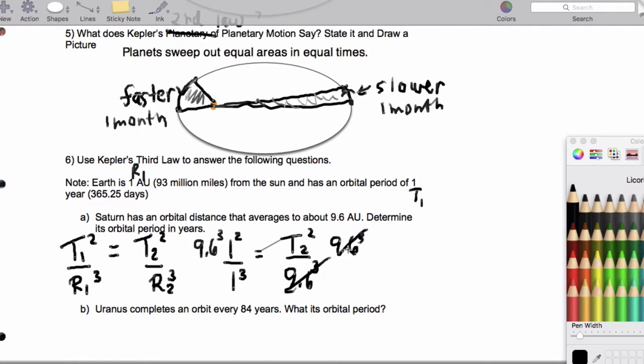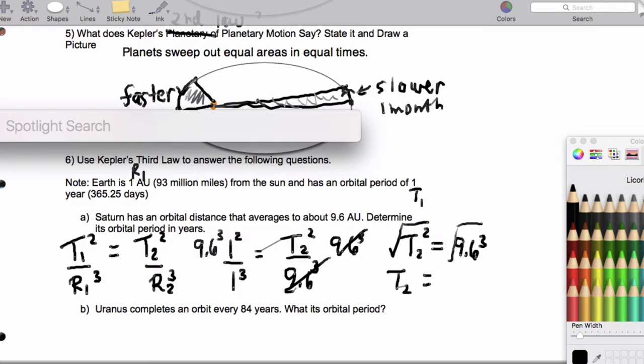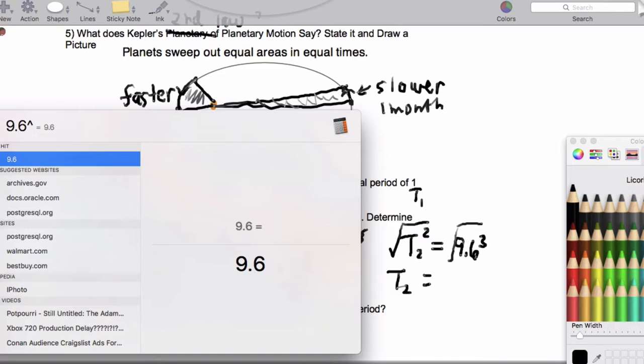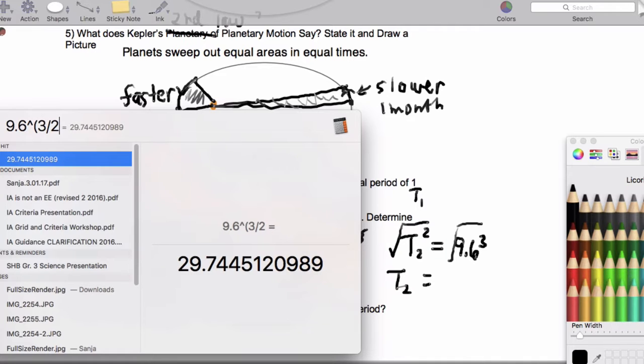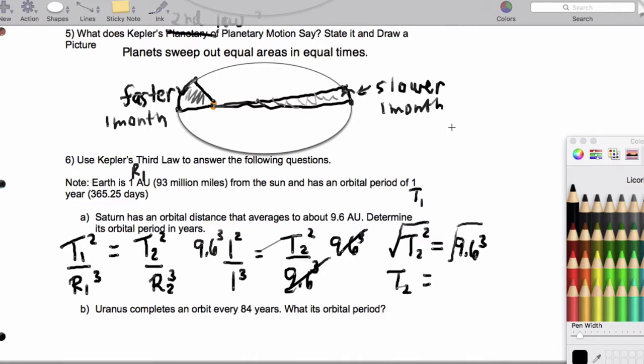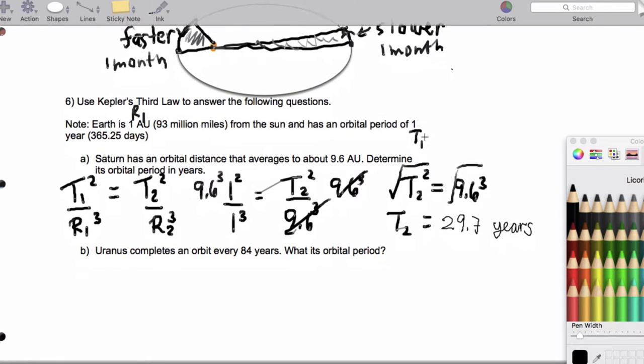And that cancels. So we end up getting T2 squared, Saturn's period squared, and this answer is going to be in years when we're done. When we actually work this out, we end up getting a period of 29.7 years.